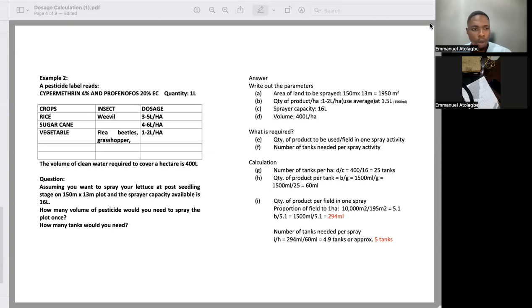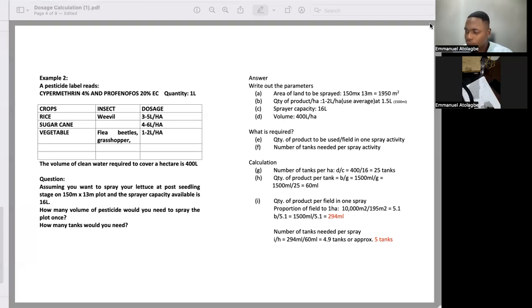Then what's the second question? How many tanks would be needed? So this is just straight to the point. Since you know that it will take 294 mil to spray 1,950 at once, what you just want to do is say, your 294 mil that it takes to spray divided by 60 mil.